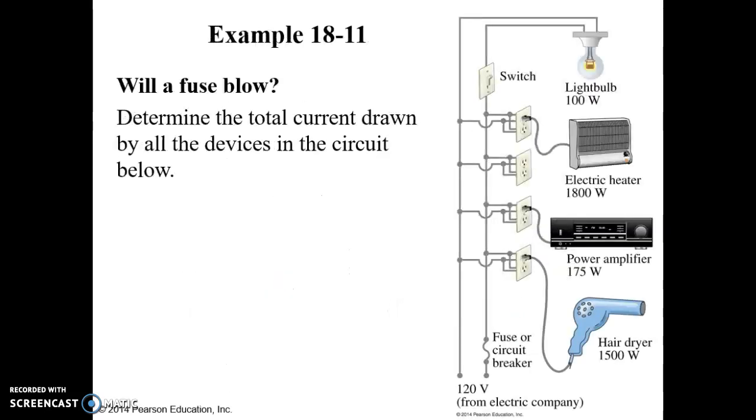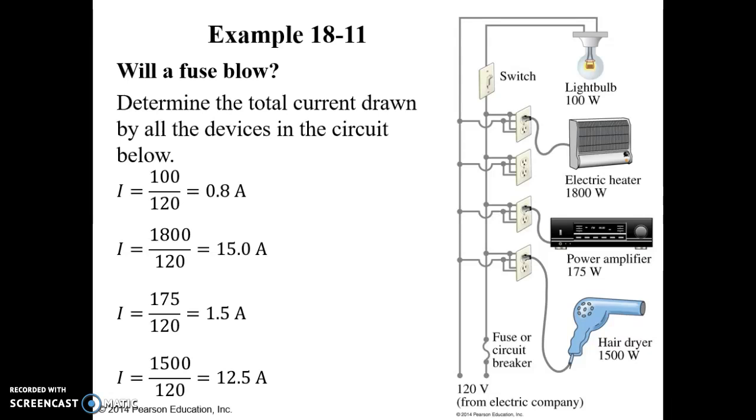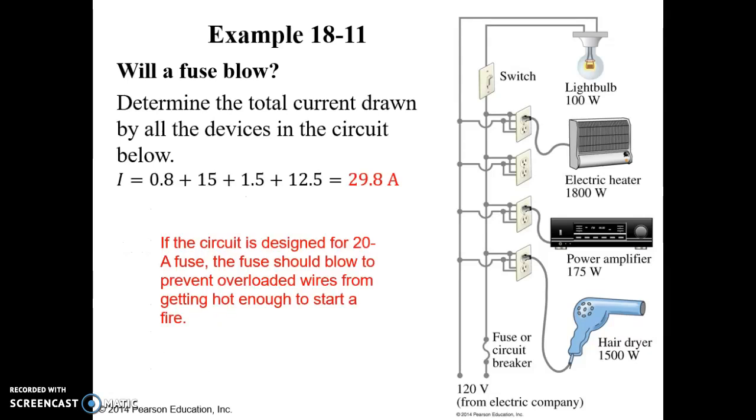Here's an example. We want to determine the total current drawn by all the devices in the circuit below. We'll use P equals IV for all these devices. Rearrange it to solve for current. And then plug and chug for all 5 devices. To obtain the total current, we just add the current from each device, and we get 29.8 amps. Now if the circuit is designed for a 20 amp fuse, the fuse should blow to prevent an overload and keep the wires from getting too hot and starting a fire.